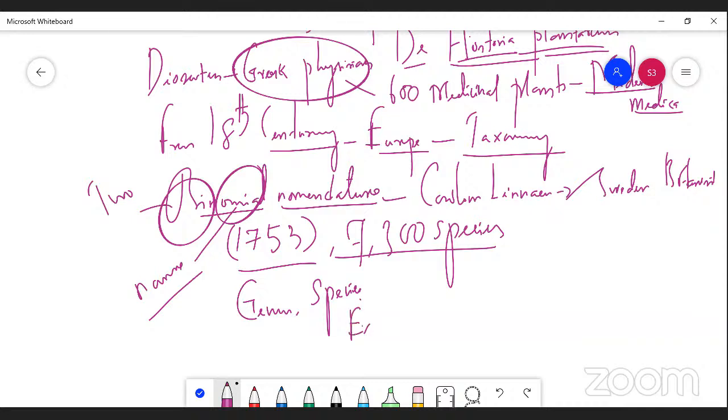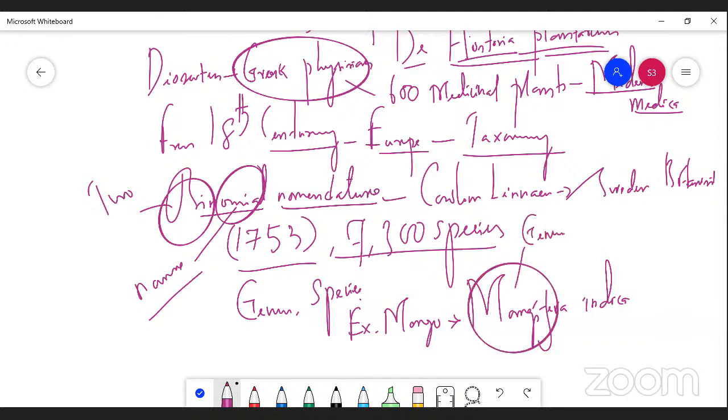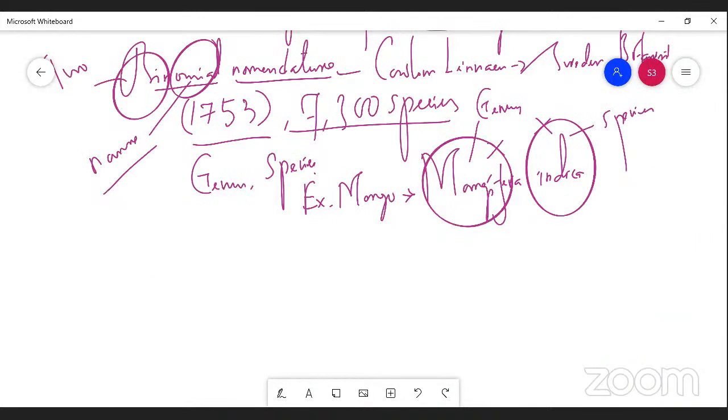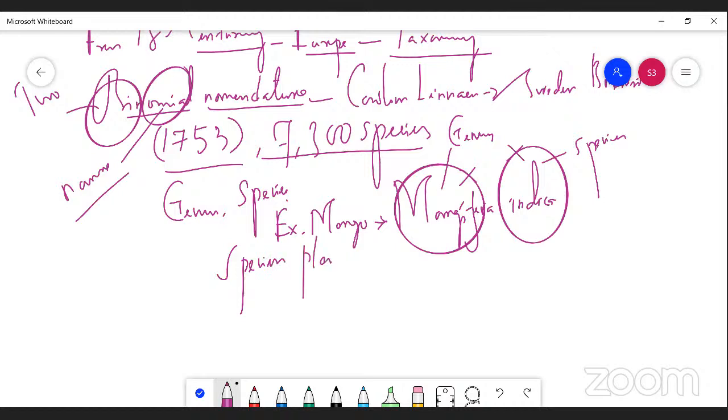For example, the binomial name of mango is Mangifera indica. Mangifera is the genus name. Indica is the species name. A single word is not the name of the plant; two words comprise the name. Carolus Linnaeus explained binomial nomenclature in the book called Species Plantarum. In Species Plantarum, there are 7,300 plant species grouped with binomial names.